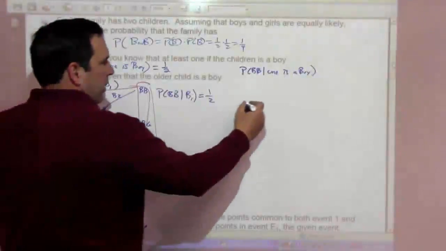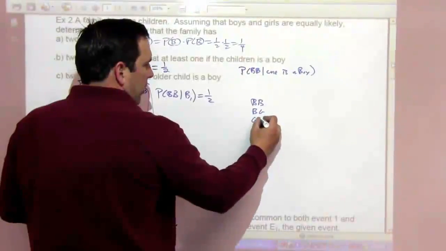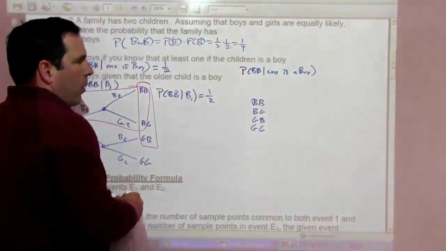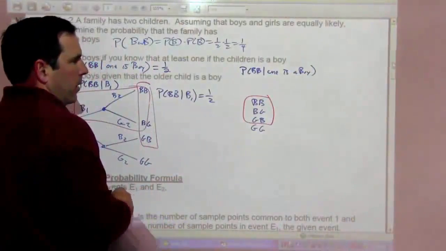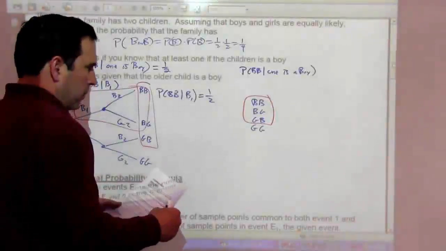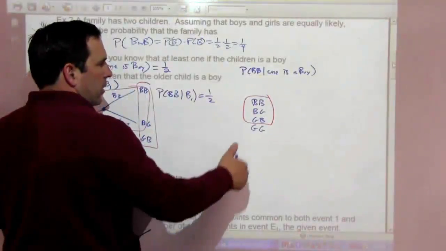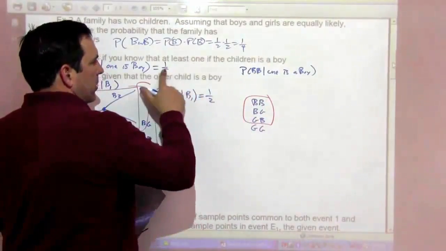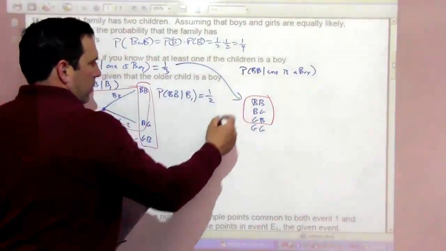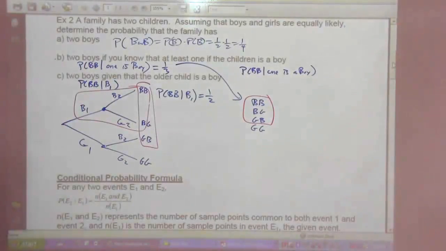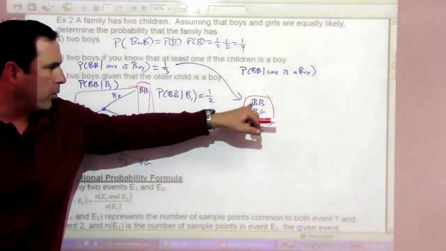So our sample set could have been BB, BG, GB, or GG. If we know one's a boy, it's going to be these 3 cases. Only one of these 3 cases do we have 2 boys. One of the 3 cases where at least one of the children is a boy, do we have 2 boys. So that should be a 1 out of 3. So only one of the 3 possibilities, the 3 cases where there's a boy, only one has 2 boys.